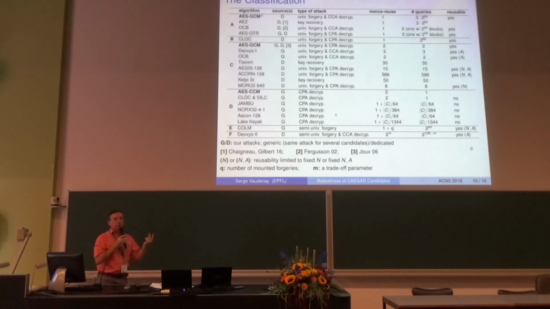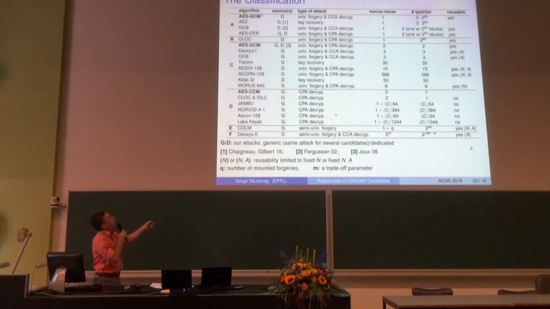So you have only 2 queries to an encryption oracle, and you use the same nonce for both queries. And with this attack, you can make a universal forgery and a CPA decryption attack. There is another occurrence of AES-GCM here, so that's the AES-GCM when we use big nonces. So normally in AES-GCM, the nonce is 96 bits, but if we use a bigger nonce, which is feasible, we have other attacks which are at the birthday bound.